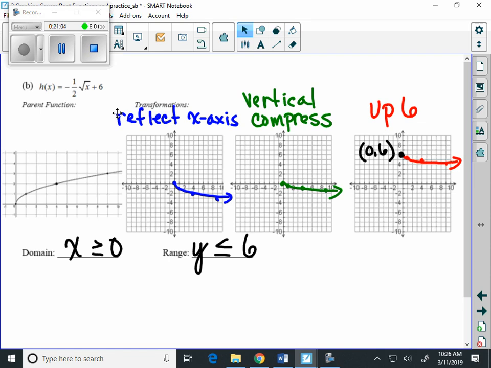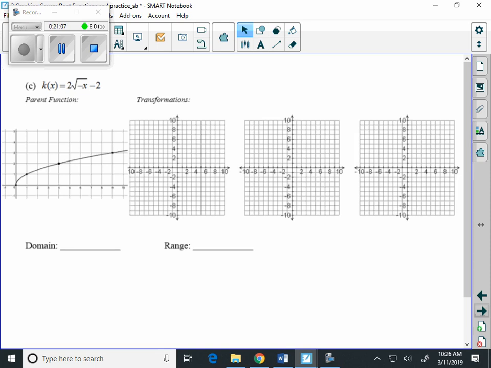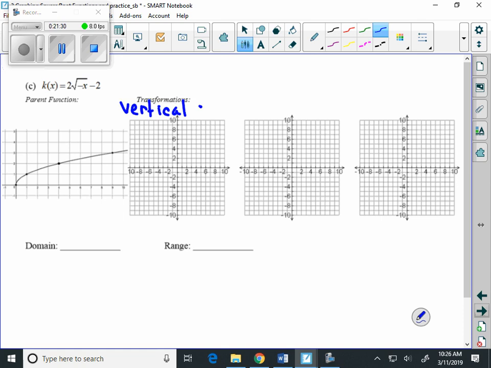Flipping our paper over. One more here to practice. And hopefully some of the transformations from our quadratics, graphing quadratics unit, are coming back to you. But when I look at this one, the 2 out in front of the function is a vertical stretch.